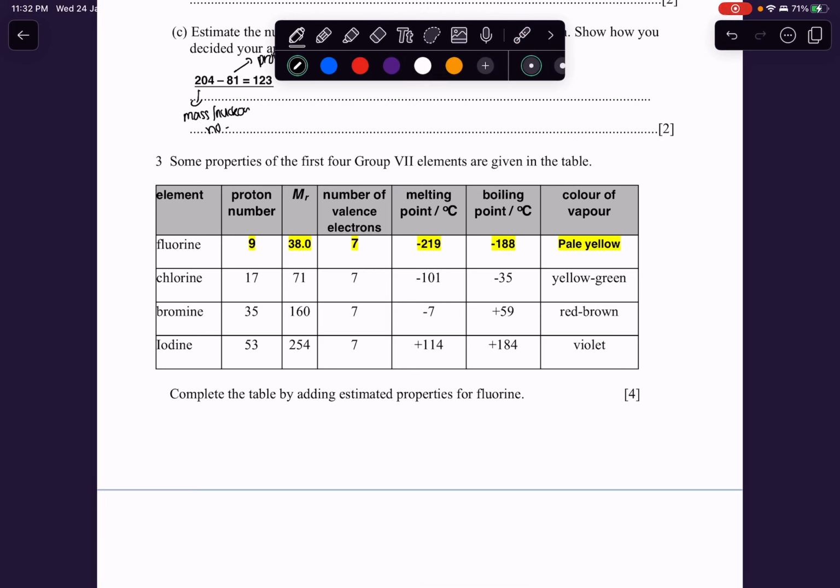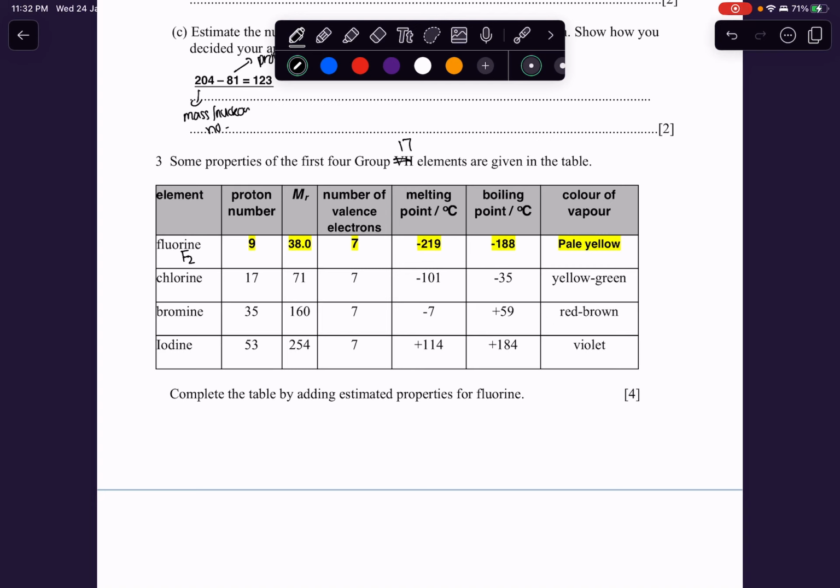Actually this is group 17, not VII. Elements are given in the table: fluorine, chlorine, bromine, iodine, and they ask you to fill in by estimated properties for fluorine. Proton number is 9, just check the periodic table. Mr, why is it 38 instead of 19? It's because it exists as F2.